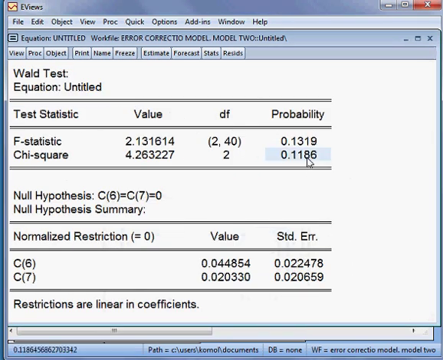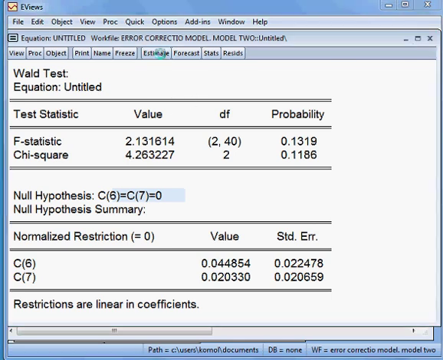Here you can see the Wald test chi-square value. The probability is 11.86%, meaning that it is more than 5%, so we cannot reject the null hypothesis. Rather, we accept that C6 and C7 equal 0, meaning that money supply lag 1 and money supply lag 2 jointly have no influence on the dependent variable, the lending rate, LR. That is the short run decision, not long run.